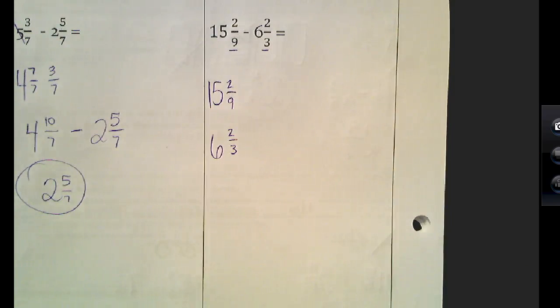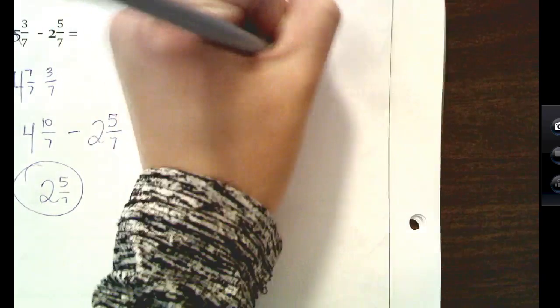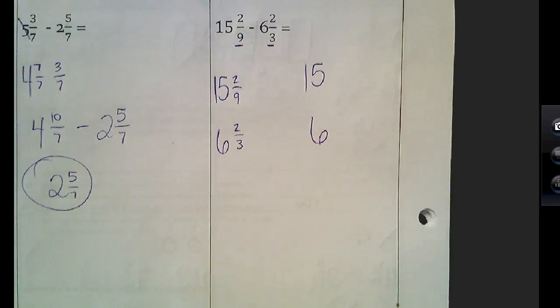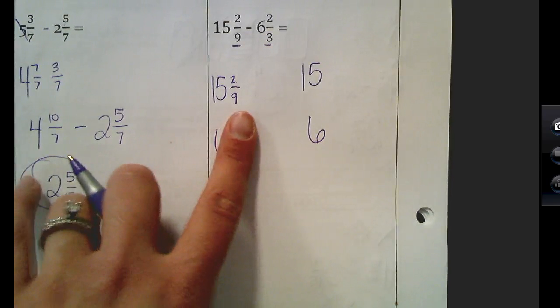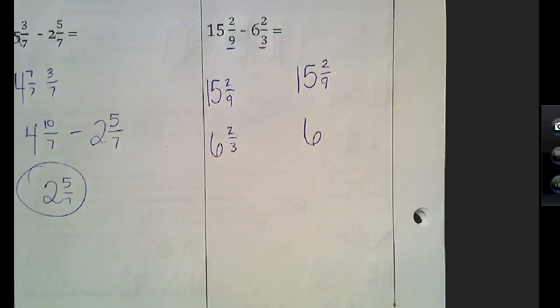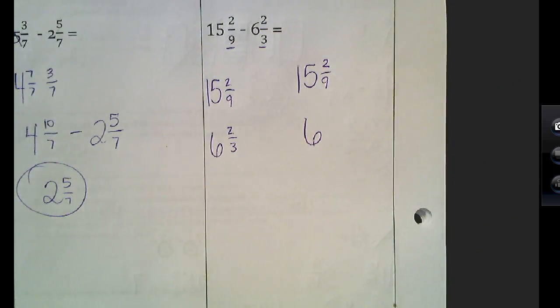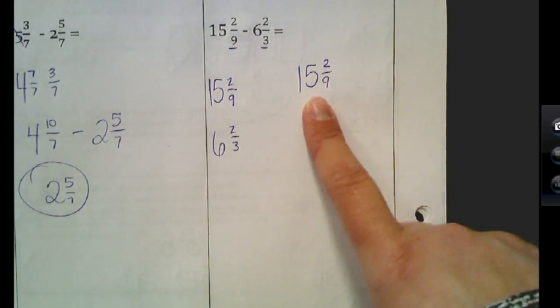9. Very good. So we have to rewrite both of these fractions out of 9. So the whole number is going to stay the same. So keep your whole number the same. Now my first fraction is already written out of 9. I've already got 15 2/9. So that first fraction is already written as 15 2/9.